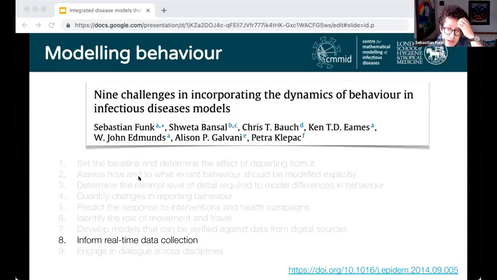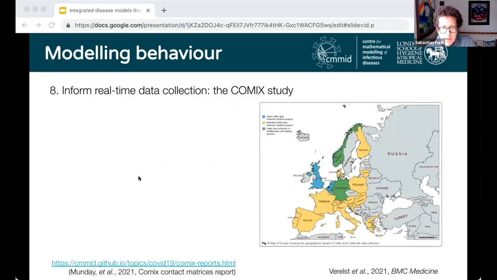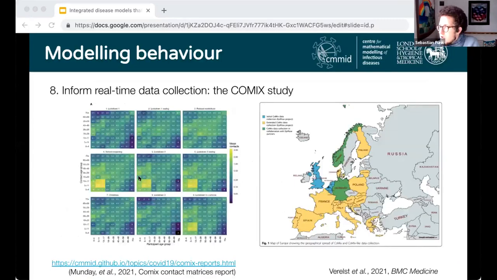And I won't do them in order. I'll largely do them in order, but I want to start with two that I think are maybe the most important ones. And the first one is one where I think there's been a really positive story, and that is to inform real-time data collection. And there's I think a very nice example of this, which is the COMIC study, which was started in the UK, but has since expanded to a range of European countries, funded largely by EU money.